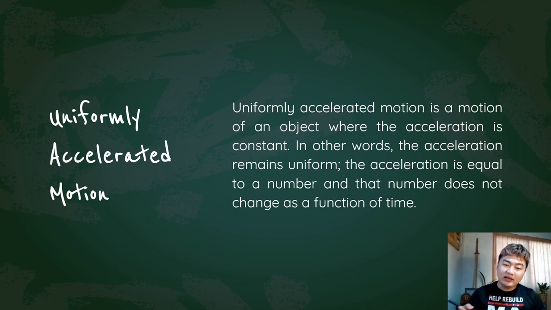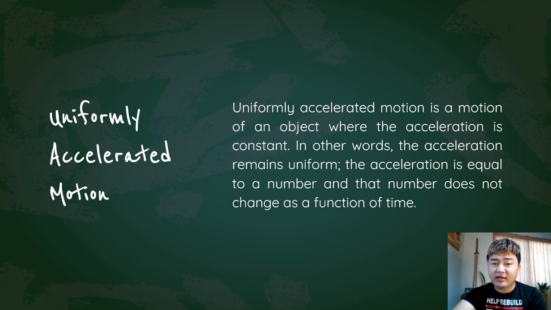So in uniformly accelerated motion, it's a motion of an object where the acceleration is constant. In any part of the observation period, at any part of the motion, the acceleration of the object remains the same. In other words, the acceleration remains uniform. The acceleration is equal to a number, and that number does not change as a function of time. Even though time has passed already, and there's an interval of time that you have been observing the object, the acceleration of that object remains the same. So that's uniformly accelerated motion.